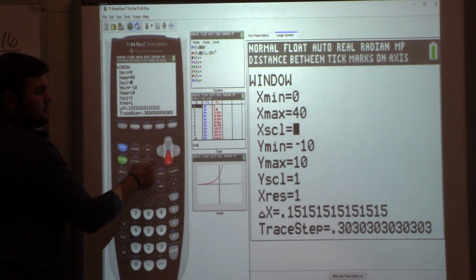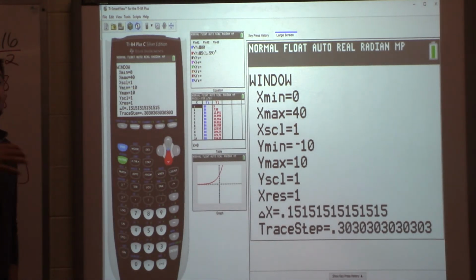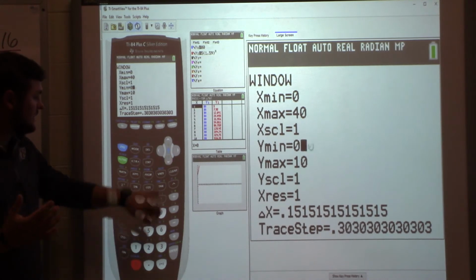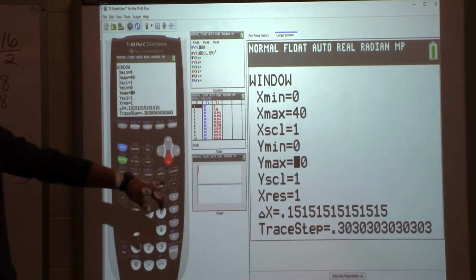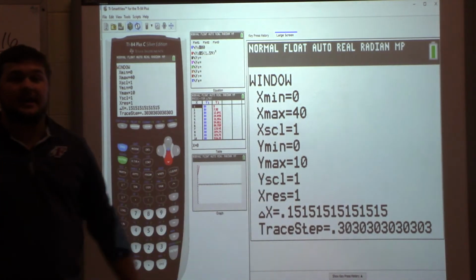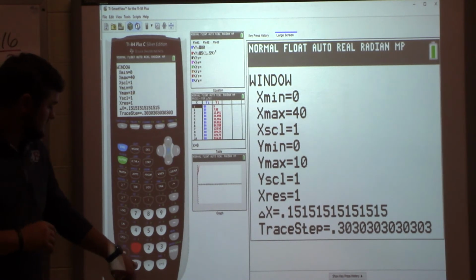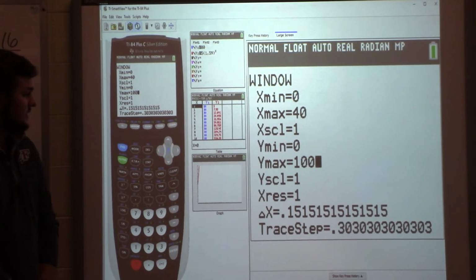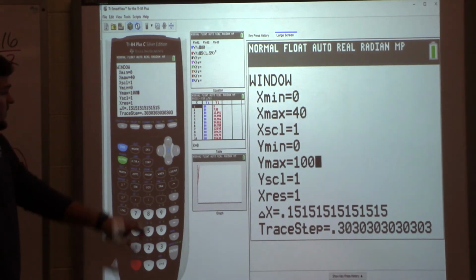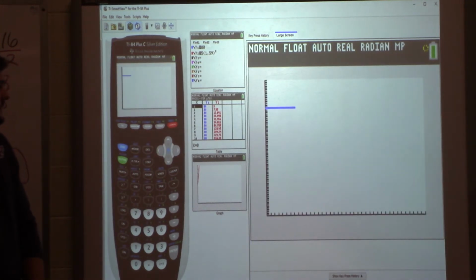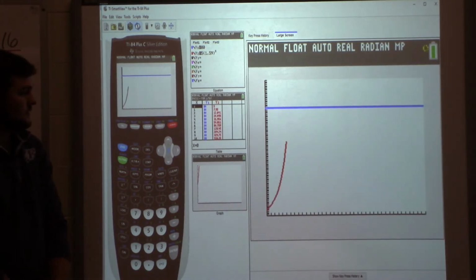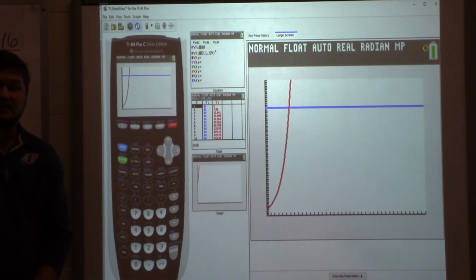Doesn't matter. My y values were my gigawatt hours, so I'm going to go 0 to, I said I had to get all the way up to 80, right? My maximum had to be 80, so I'm going to go a little above that, so I'm going to say 100. Okay? Now, when I go to hit graph, do I have an intersection point?